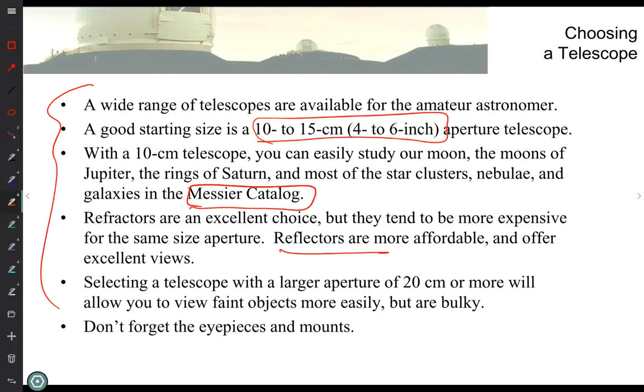Refractors are excellent. Reflectors are more affordable and better. So I would go for a reflector because it's generally going to be cheaper. You get more for your money. Don't forget eyepieces and mounts are important.